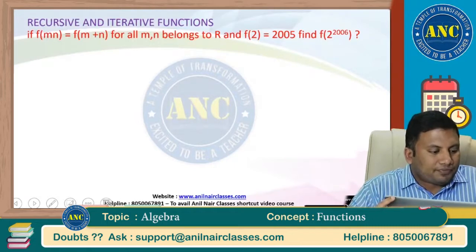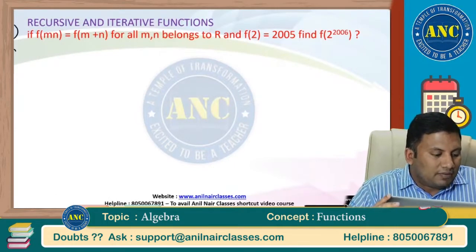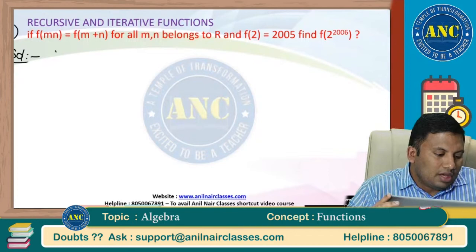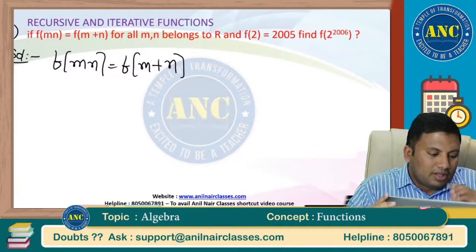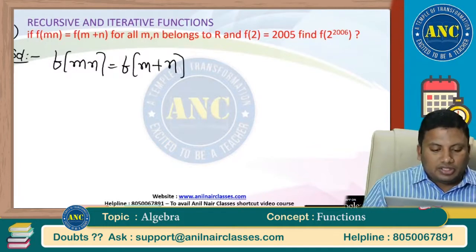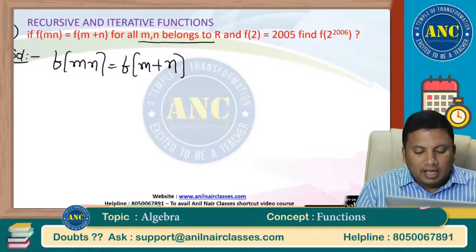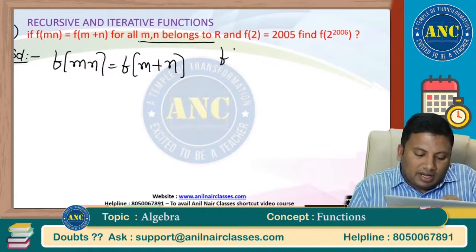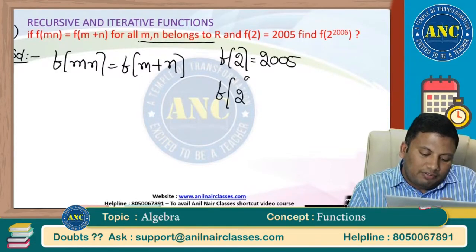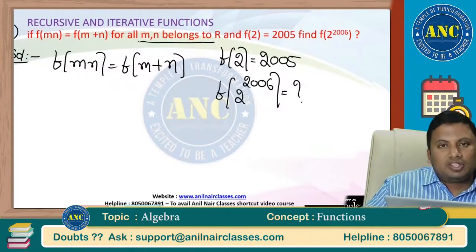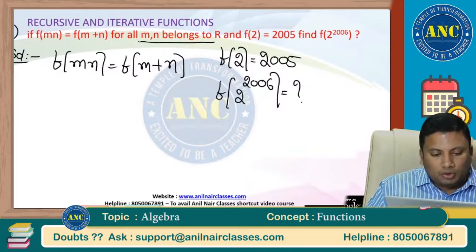First problem. There is a function. Now listen carefully: f of m into n is equivalent to f of m plus n. There is a function with two variables m and n, and m and n are real numbers. f of 2 is given as 2005. The question is, find the value of f of 2 power 2006.